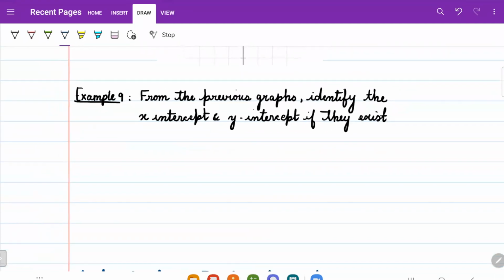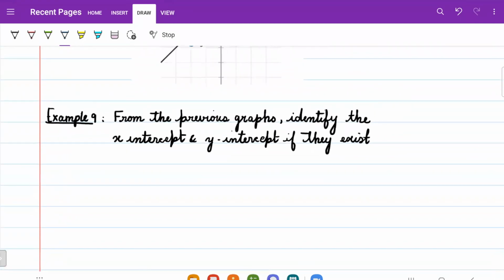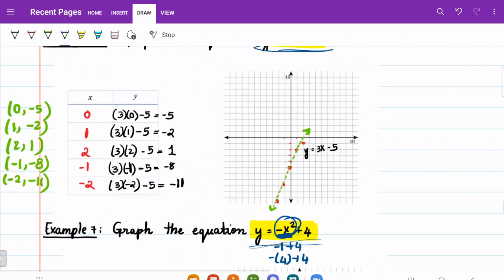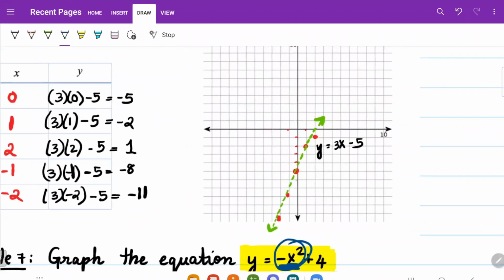Let us do an example where it says, from the previous graphs, identify the x-intercept and y-intercept if they exist. Okay, let us find in this graph first. So here we see that at this point, the line crosses our x-axis. So this is the x-intercept. And here at this point, it crosses the y-axis. So that is the y-intercept.